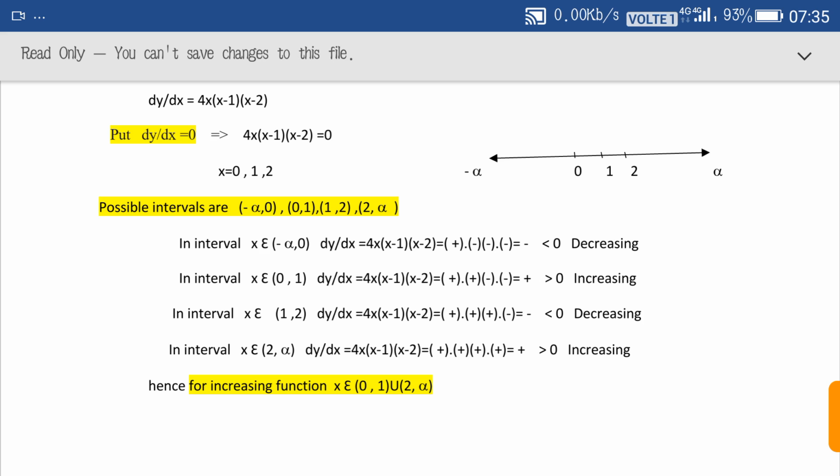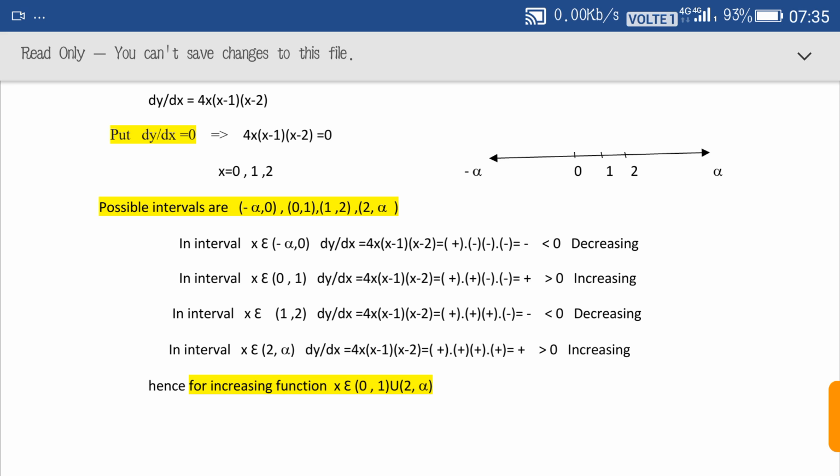Now take another point from another interval, x belongs to 1 to 2. So dy/dx becomes 4 times x, where 1 to 2 means more than 1 but less than 2. So 4x will be positive, x − 1 will be positive, x − 2 will be negative. Thus we get plus, plus, plus, minus, so the result will be minus. So the function is decreasing in this interval.